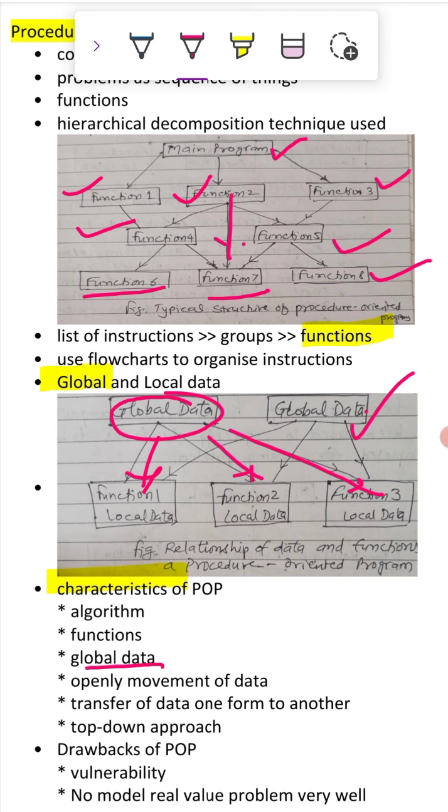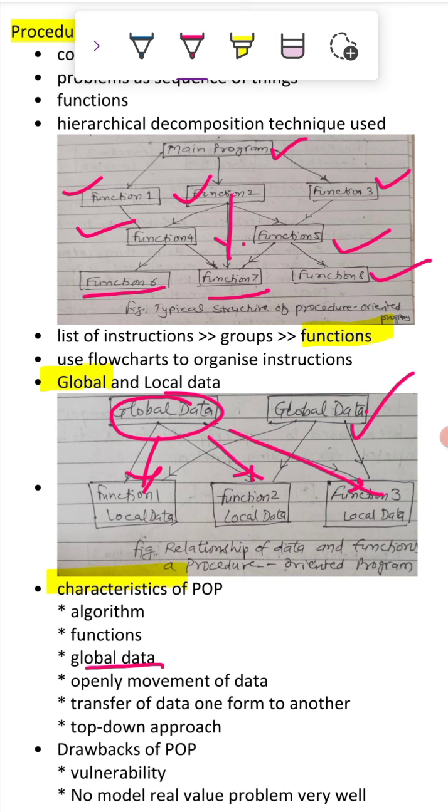Data move openly around a system from function to function, and functions transform data from one form to another, and here a top down approach is employed in program design. But there are some drawbacks of POP.